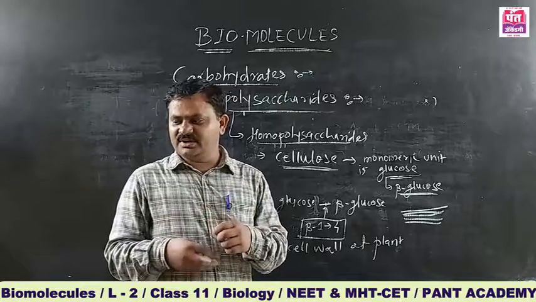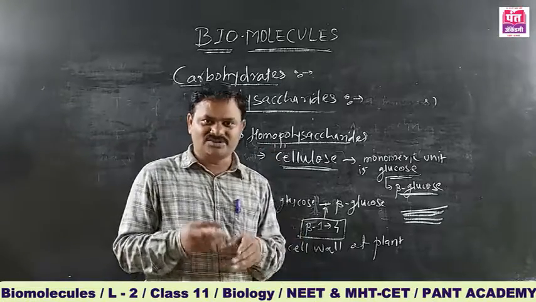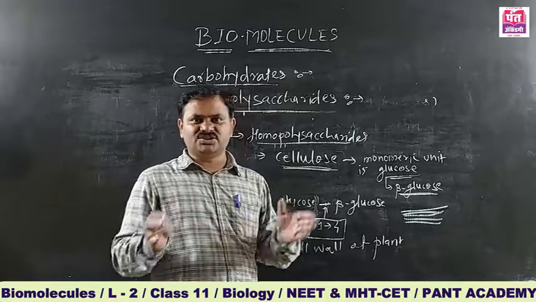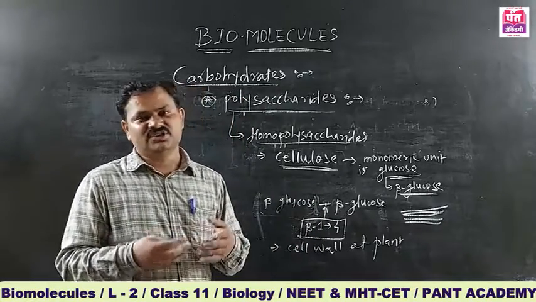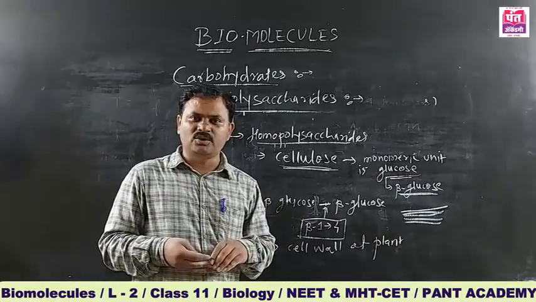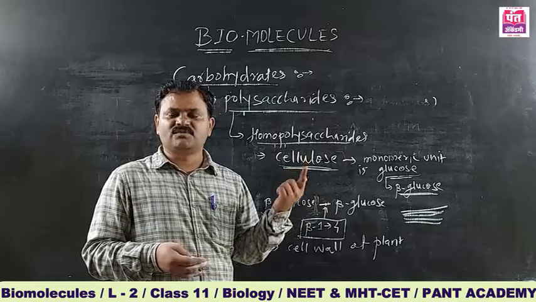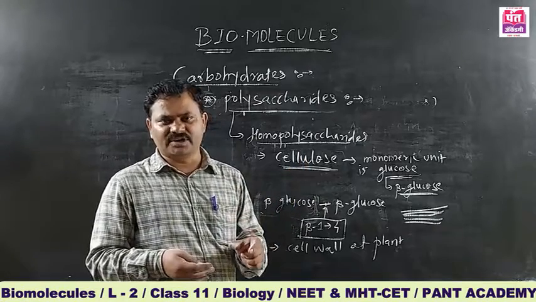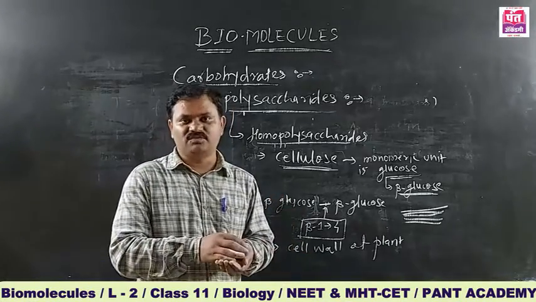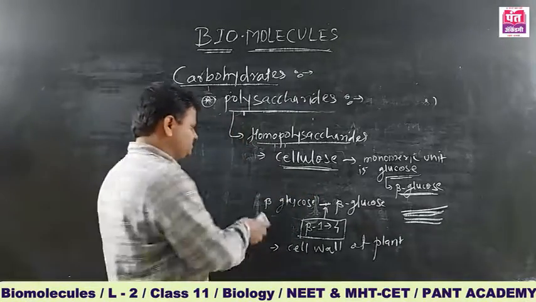So, in many different aspects, we can think that homopolysaccharides are present in different kinds of cells, and therefore they are responsible for forming different parts of the cell as well as different parts of the animal. The first two homopolysaccharides, starch and glycogen, are involved in the storage of food material. And the third type of homopolysaccharide is involved in structural component formation in the plant, that is, the cell wall. Okay.